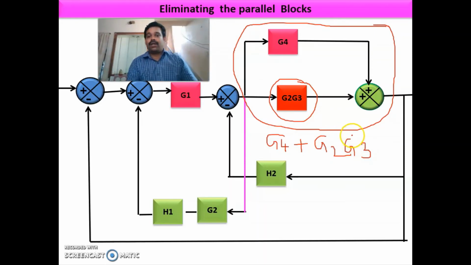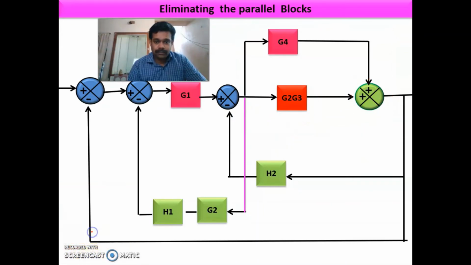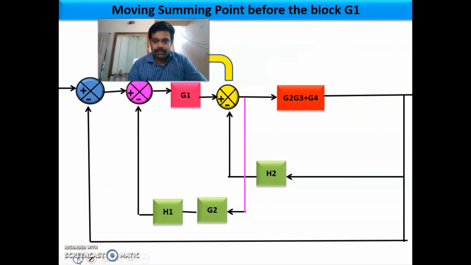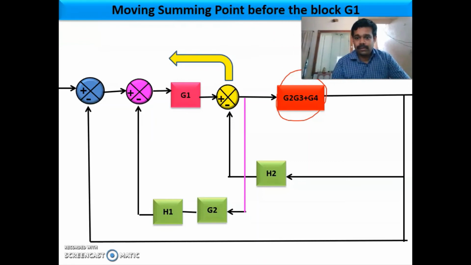You should also remember one thing: while combining the parallel blocks, this summing point will also be eliminated. So we have combined the parallel blocks into one block, and this is the equivalent block.